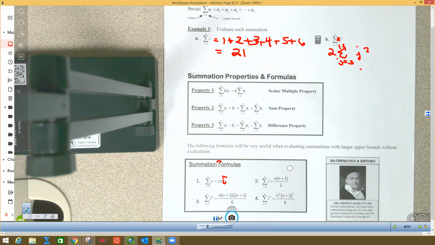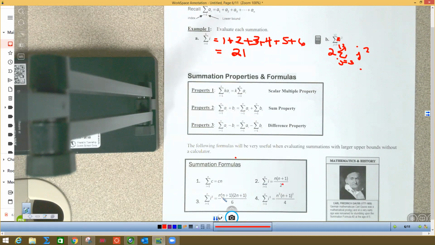And then there's another shortcut that would have worked with the one up here. If you have just a variable i here, you can rewrite it as the top number n times n plus 1 over 2. That's kind of how I did this one right here. If this were the 6 that it is up here, you take 6 times 6 plus 1, that's 42, divided by 2, that's the same 21 you get right there. So these are little shortcuts.